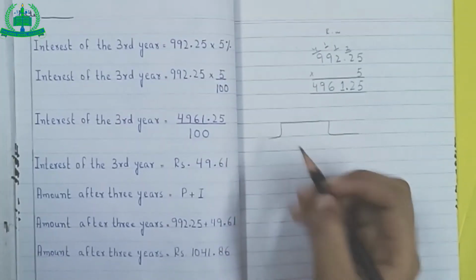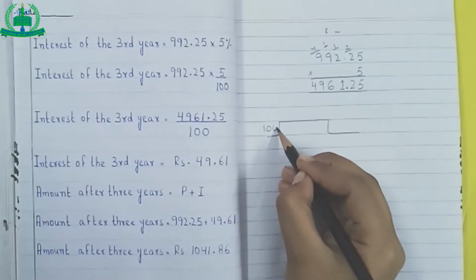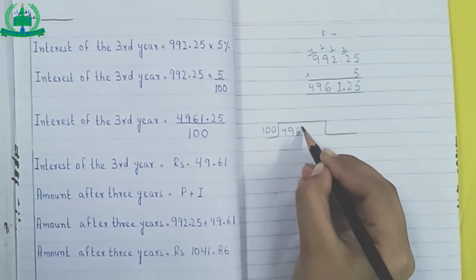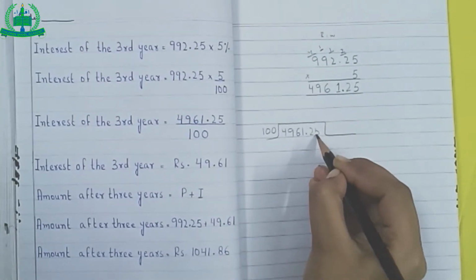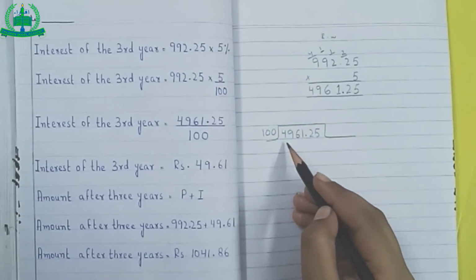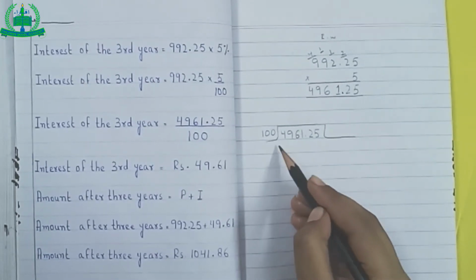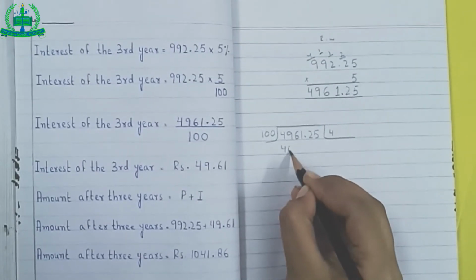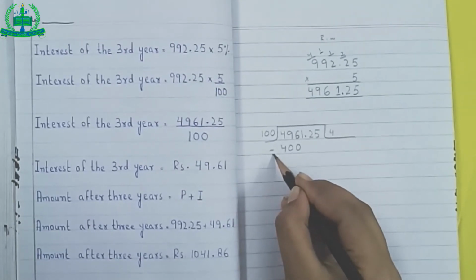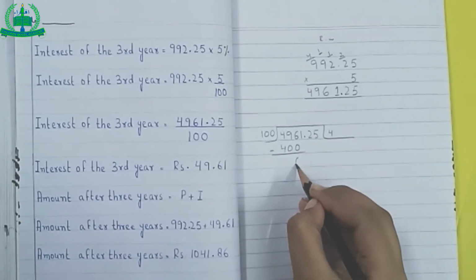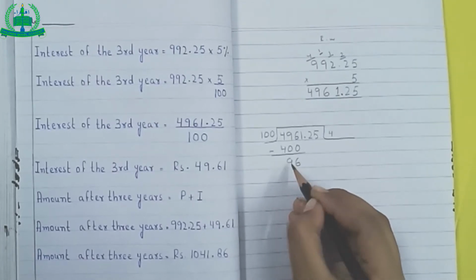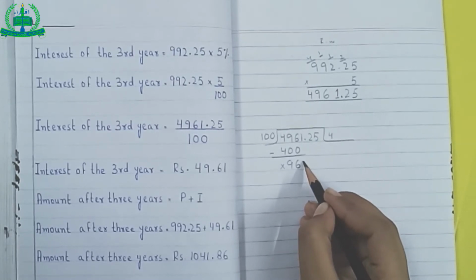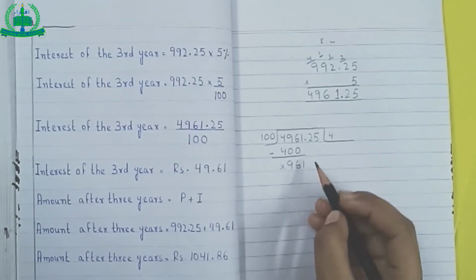To divide, we put denominator in divisor place and numerator in dividend place. 100 ones are 100, 100 twos are 200, 100 threes are 300, 100 fours are 400. 400 minus 6 minus 0, 6, 9 minus 0, 9, 4 minus 4, cross. Bring 1 down with 96 and it becomes 961.